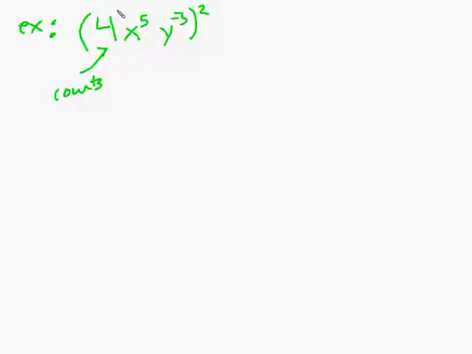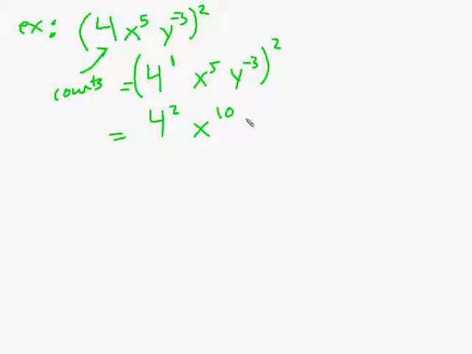So it's helpful to write the exponents. What's the exponent on that 4? It's a 1. If I write that exponent there, that's going to help me to remember that it's a power to a power. What do I do with those exponents? Multiply them. So x to the what? 10. y to the? Negative 6.